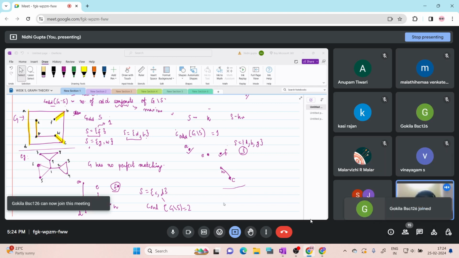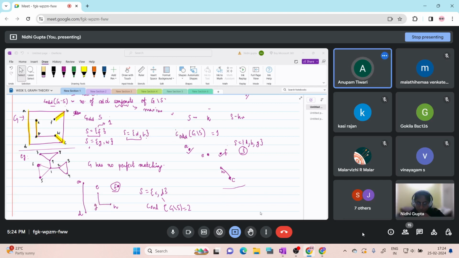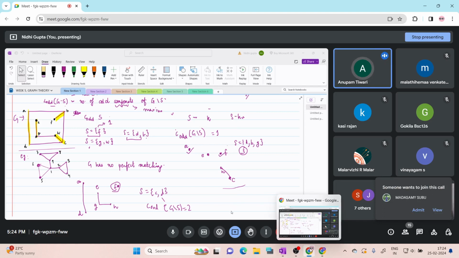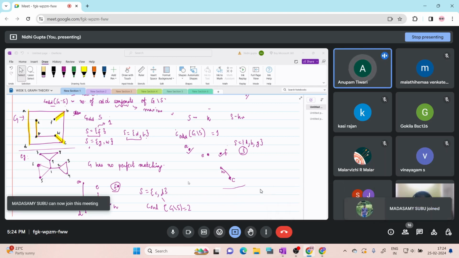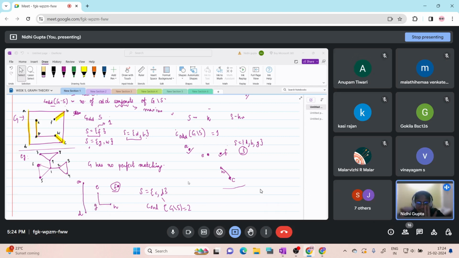Did you understand the theorem? Was this your doubt? Yes, that is why the equality sign is coming in Tutte's theorem. Yes, less than or equal to. But we have tried four, five examples in which we are getting the number of odd components of G minus S equal to S. In our example, we are getting this, but it can be less than or equal. It can be less also. So can we say if the number of odd components of G minus S is equal to S, then it has a perfect matching? Can we say like this?